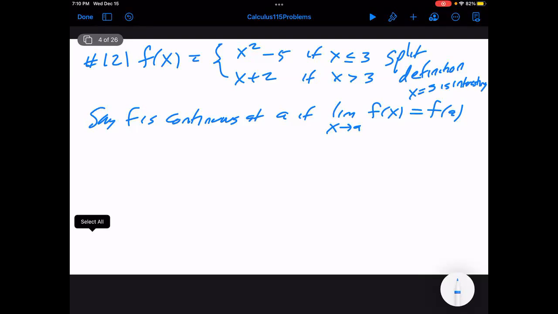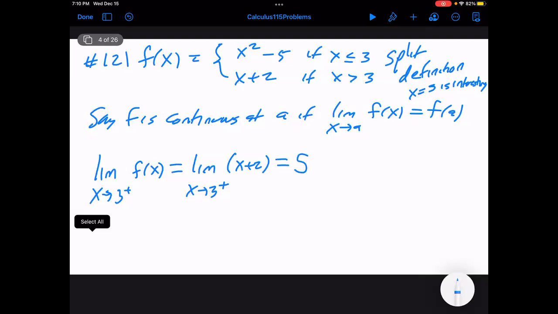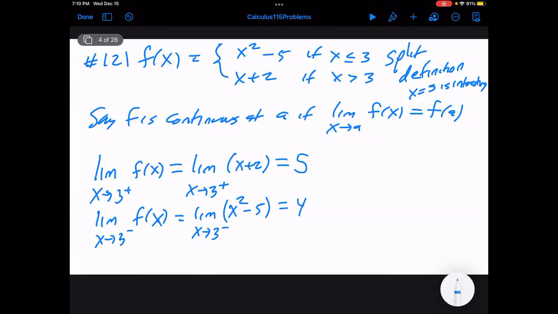Now let's look at the limit as x goes to 3 from above of f of x. If x is greater than 3, which definition do we use? The bottom. So that's just going to be the limit as x goes to 3 from above of x plus 2. And what will that equal? 5. And the limit as x goes to 3 from below of f of x is the limit of x squared minus 5. What will that equal? 4. So is the function continuous or not?